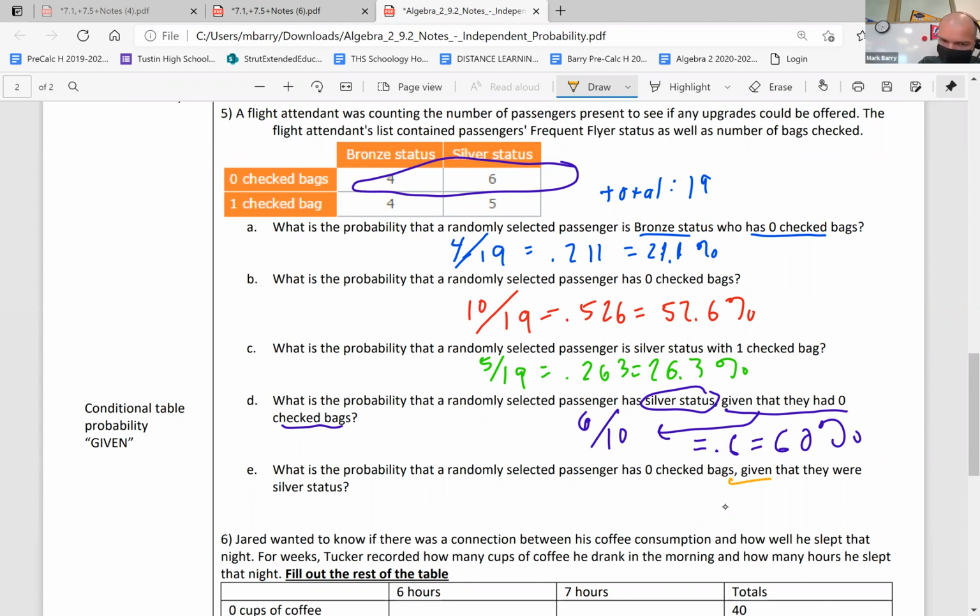So when it says, given that they were silver status, that means we're only looking at the people who have silver status. That means this is our whole population we're looking at. So our denominator is gonna be 11, all the people who are silver status. Our numerator is gonna be out of those 11 people, how many people had 0 checked bags? 6, right? So when you switch the order, actually the numerator is going to stay the same because that's like the one that is kind of both. But the denominator will change because our denominator is based on what's after the given, okay? So for that one, we get 6 out of 11. And we get 0.545, which will be about 54.5%.